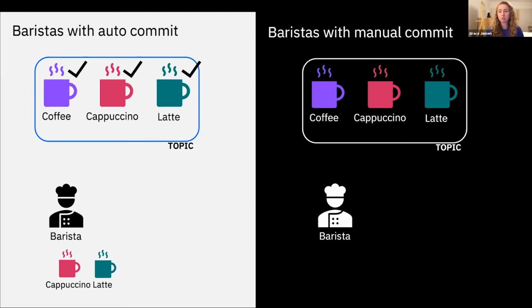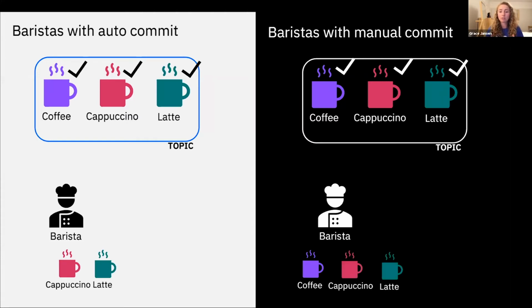So in our example, we're not going to commit the offset until after we've finished processing and we've served up the coffee to the customer. Our barista starts making the coffee order and only commits that offset once the coffee order has been served up to the customer. So we only get that tick once we've served it. And now the barista can move on to the cappuccino and then the latte.